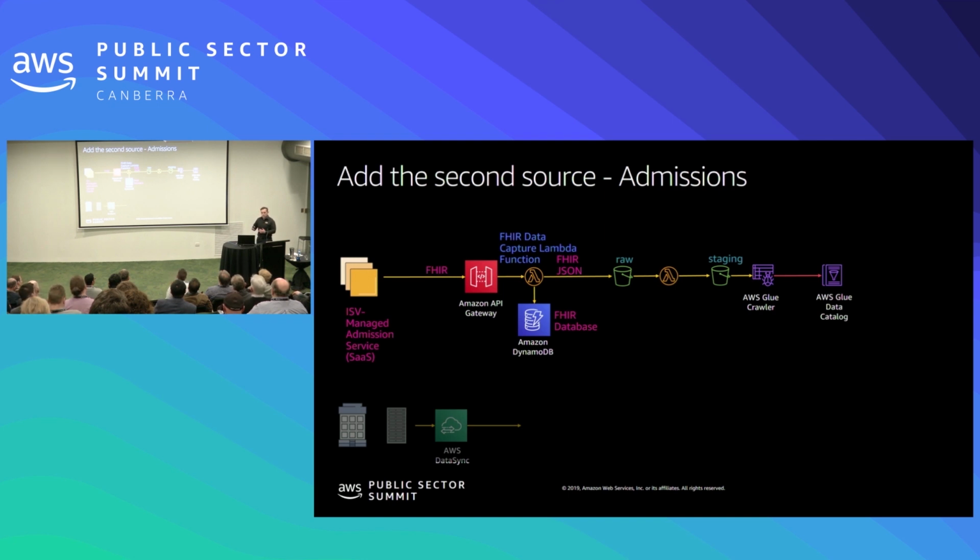And what we're going to do is use the Amazon API Gateway to receive these admission transactions, these admission messages as they arrive. And the Amazon API Gateway is going to perform the capture function. There's a set of Lambda code that will parse those messages and publish them to DynamoDB. But more importantly, for our data lake purposes, we're going to feed those JSON transactions into our raw data bucket. It's the same sort of bucket as we were talking about earlier with our discharge system.